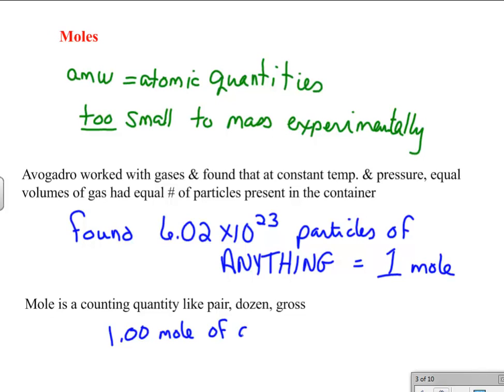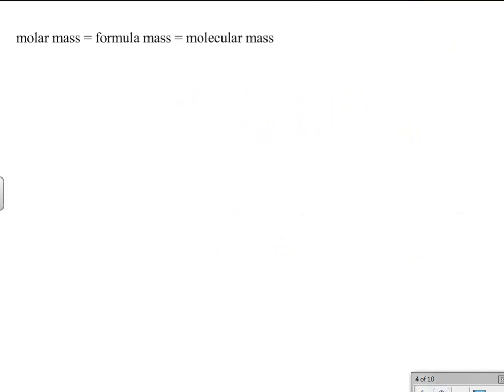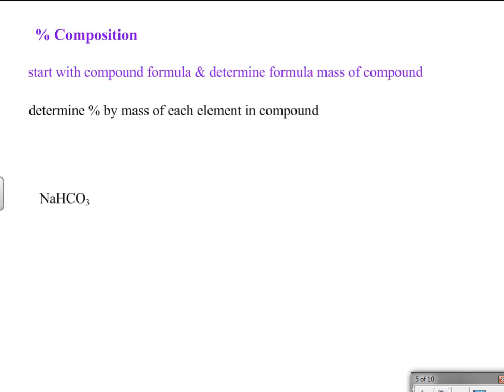If I were to measure out 1 mole of any substance, its mass in grams is equivalent to the formula mass of that substance. For example, water is 2 hydrogens plus 1 oxygen. If I add the average atomic mass of those 3 atoms together, I get 18.02 grams as the mass of 1 mole of water. Molecular mass for covalent compounds is equal to formula mass for any kind of compound. Molecular mass is another synonym.